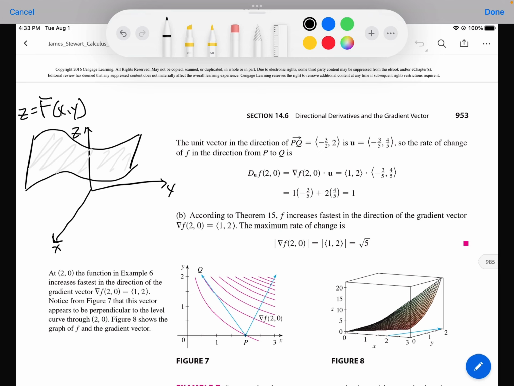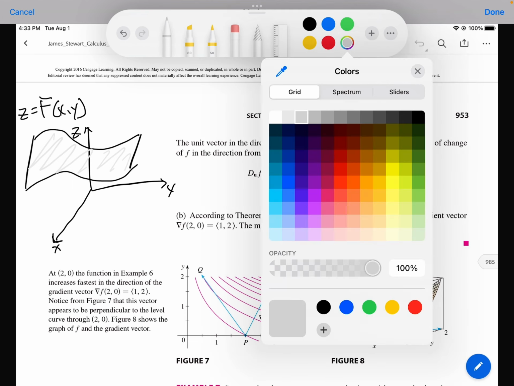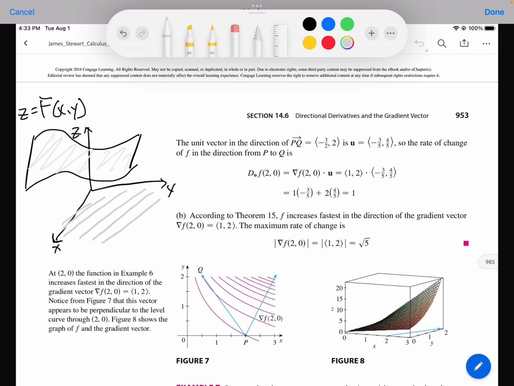So the gradient vector only exists in the realm or space of the independent variables. Meaning in this case, the independent variables being x and y, the gradient vector is going to be a vector drawn in the xy plane. Okay, it is not a vector in 3D space. That is not correct.